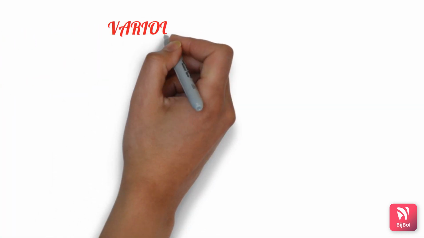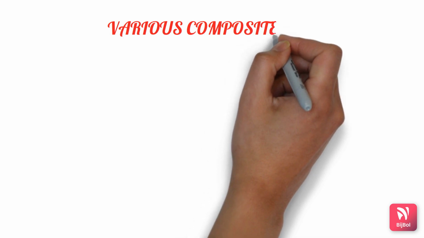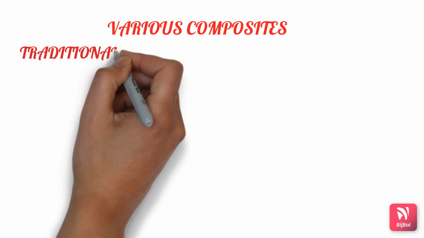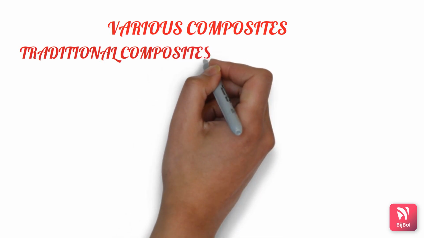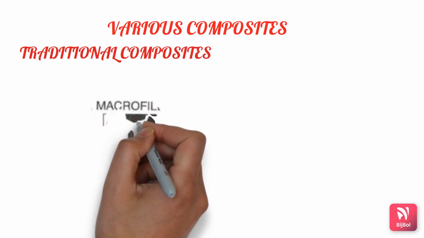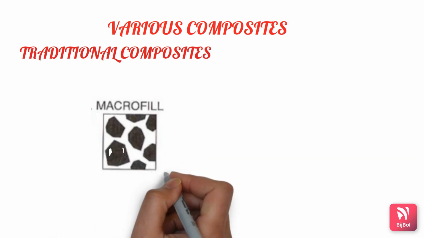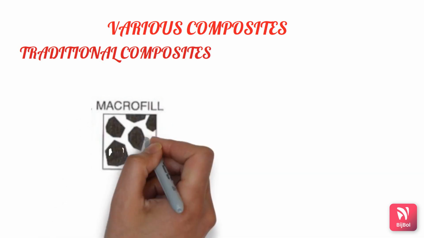Now we'll see the various composite resins. The traditional composites have fillers about 8 to 12 micrometers in size. That means they are large, the macro fillers. The fillers used here are ground quartz in a concentration of about 70 to 80% by weight.